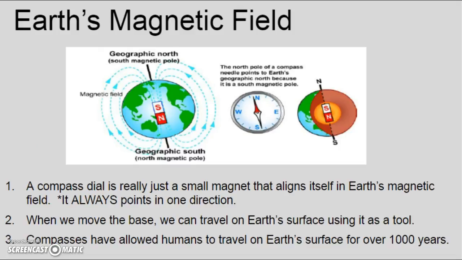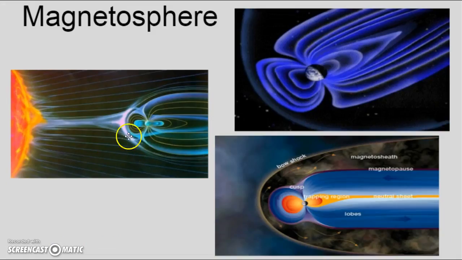So, Earth's magnetic field. A compass dial is really just a small magnet that aligns itself within Earth's magnetic field. It always points in one direction, so our red needle is always going to point in one direction. When we move the base, we can travel on Earth's surface using it as a tool. Compasses have allowed humans to travel on Earth's surface and navigate over the oceans for over 1,000 years. We do this because we can use the compass dial to get to one specific location simply by following the compass itself. So here are some pictures of the Earth's magnetic field.